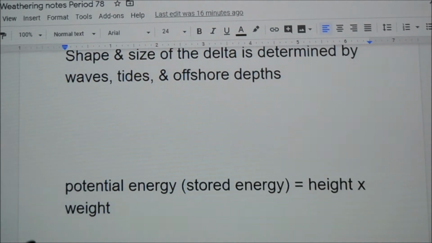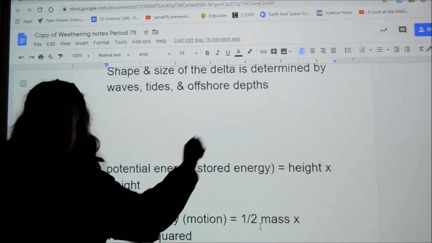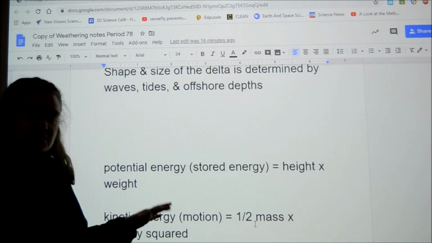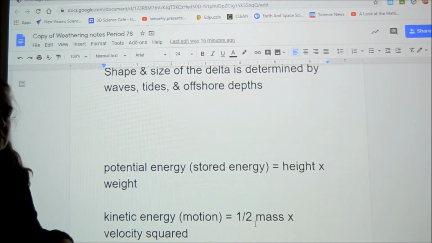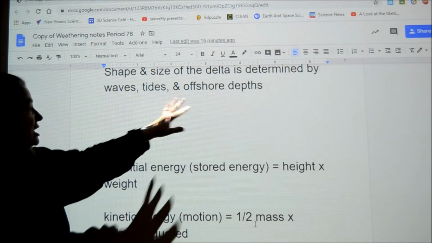Now, the size or the shape of the delta is going to depend on how much sediment you have. Do you have waves? What's the depth of that area? If I look at the end of the Mississippi, it is a bird shape or bird foot delta. We looked at the end of the Nile. The Nile is more of a fan-shaped delta. It all depends on the depth.